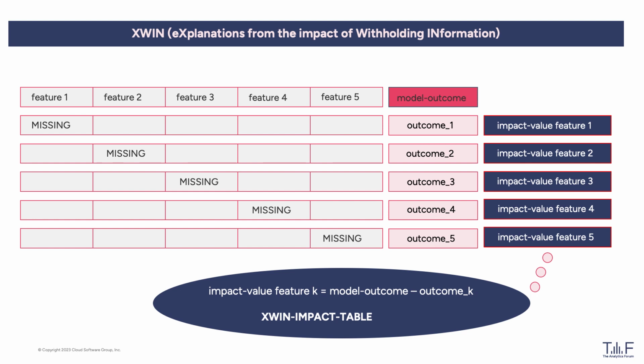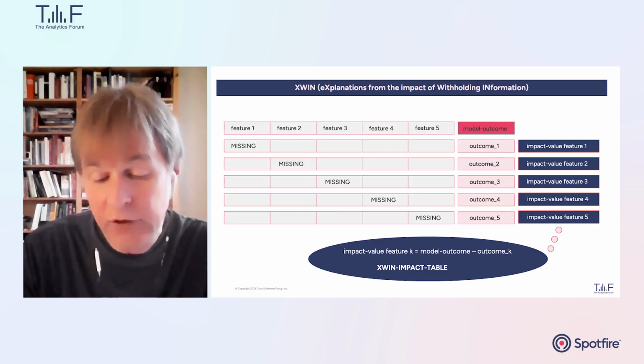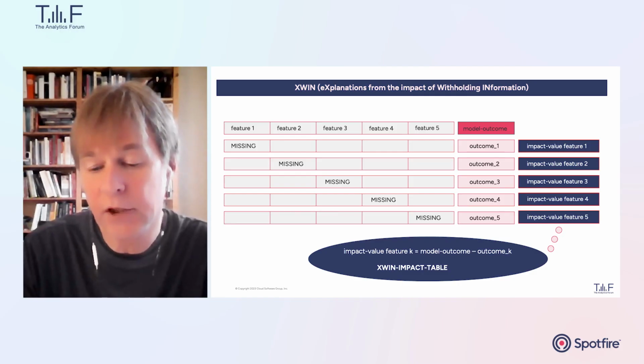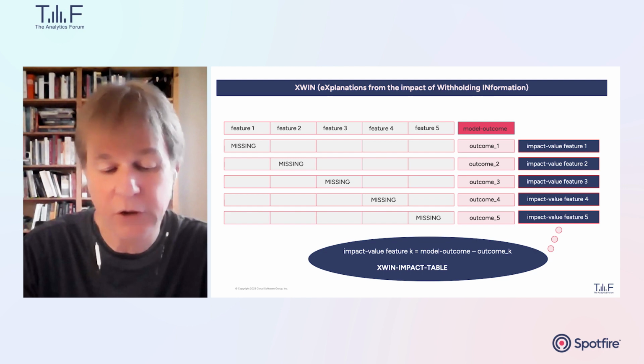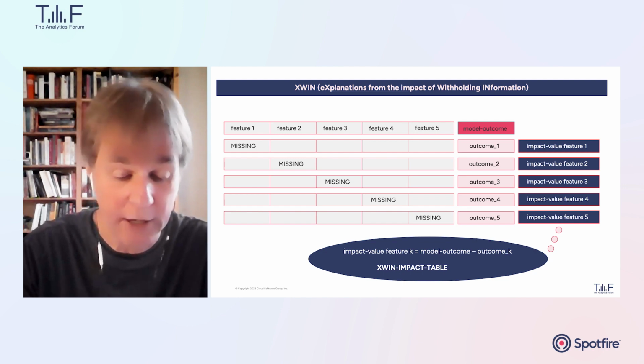In a bit more detail, we have an instance and a model outcome for that instance. We repeatedly modify the instance by replacing one feature value by missing and have the model produce new outcomes for the modified instances. The differences between the actual model outcome and the ones obtained by withholding a feature's value are the XWin impact values of the features. This way we compute an XWin impact table of features and impact values. XWin asks the question, if I had withheld certain information, how would it have affected the model outcome? XWin therefore gives meaningful explanations whenever this question is a meaningful question to ask.